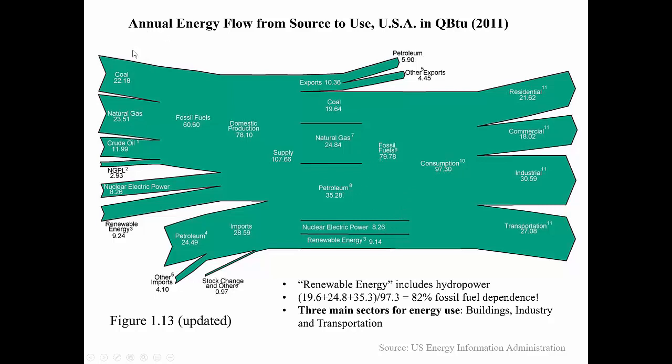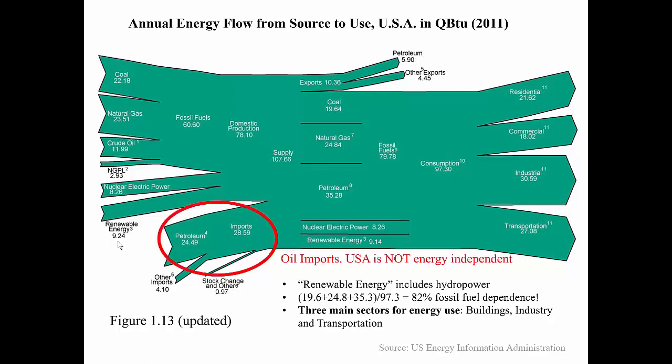So what you have is energy coming in. So coal, natural gas, crude oil, they have all the same sources that we do in different proportions. They have nuclear power, NGPL, or natural gas plant liquids. Those are things like propane. I'll talk about where natural gas plant liquids come from, where propane comes from, later on. There's their renewable energy here, 9.24, which looks large, but you've got to remember that includes hydroelectricity. So that's their total renewables, including hydro.